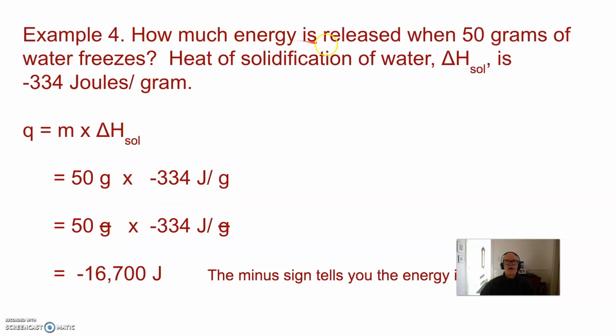Now here's an example of how much energy is released, and this time water is freezing. 50 grams of water is freezing. The heat of solidification of water has the same number as the heat of fusion, but the opposite sign. Here's the formula for the amount of energy that is released. Here are the numbers and their units of measure. Here's how the units of measure cancel out. Here's our answer. The negative sign tells us that energy is released. J, or joules, is a unit of measure for energy.